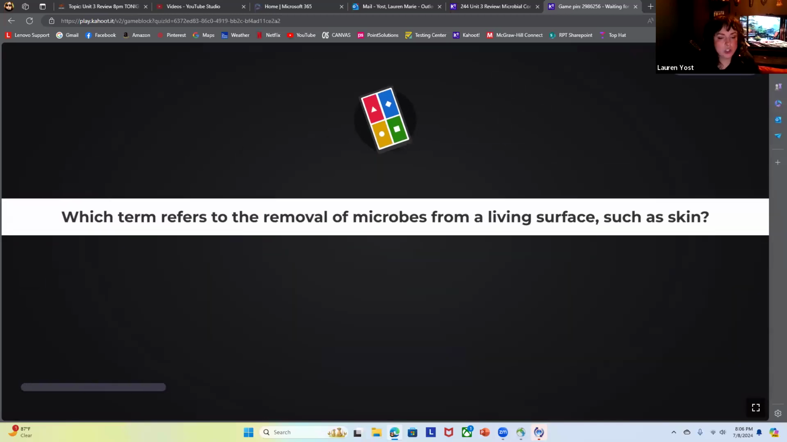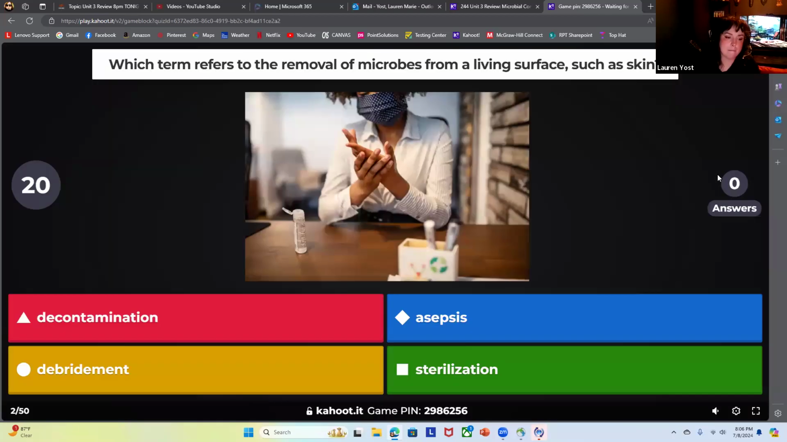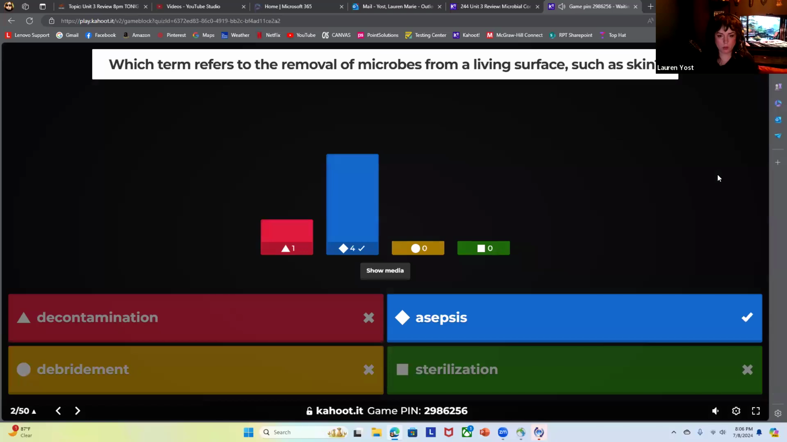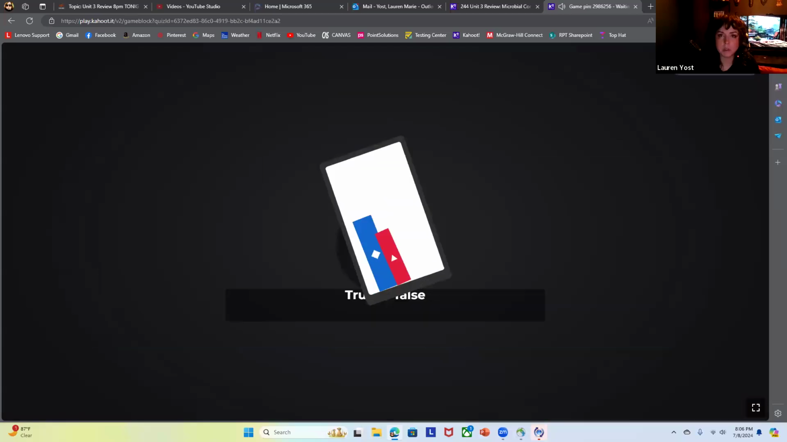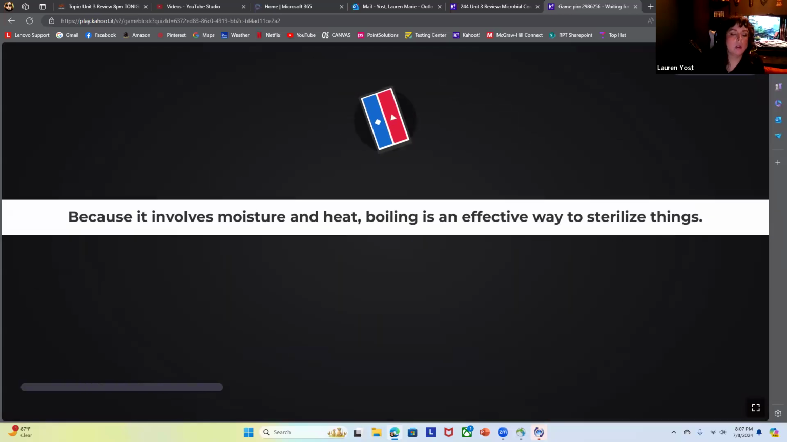Okay. Which term refers to the removal of microbes from a living surface, such as skin? All right, if we're targeting the skin specifically, and we're trying to remove the microbes generally from the skin, it's going to be asepsis. Decontamination has to deal with removal of microbes, yeah, but it has to deal with removing them mechanically. Specifically mechanically, right? So it's a little bit more specific.